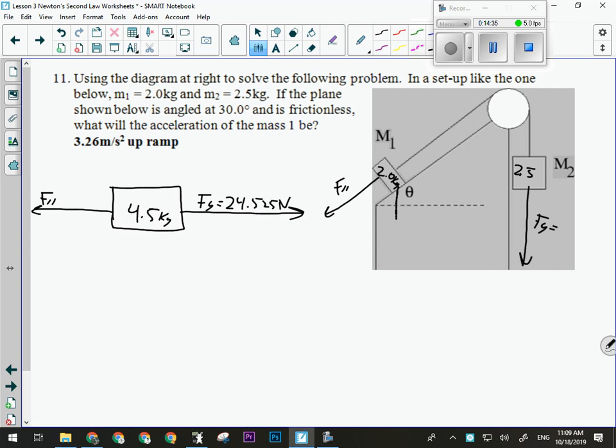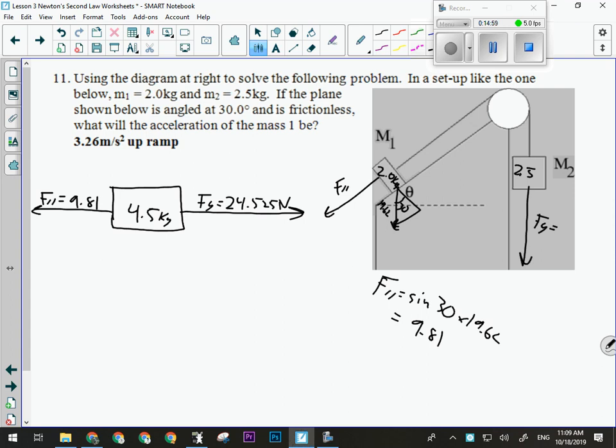So I draw my usual triangle in here. This side here is going to be 19.62 because it's the force of gravity, 2 times 9.81. Because this angle is 30 degrees, F parallel is going to be the sine of 30, which is 0.5, times 19.62. So that makes F parallel 9.81 newtons.